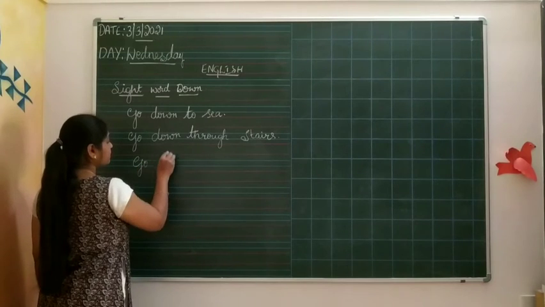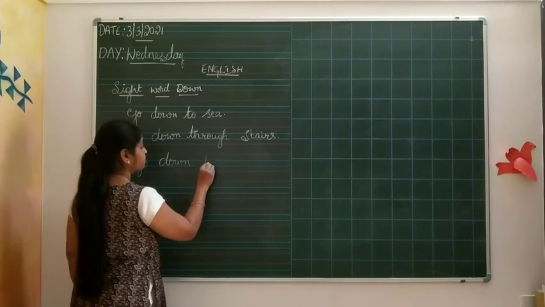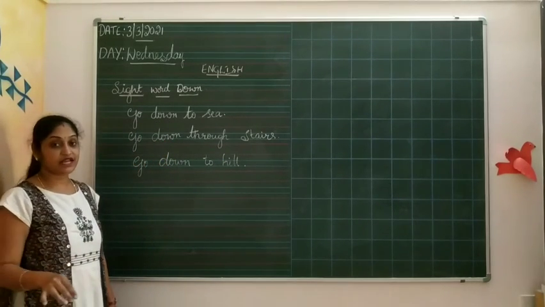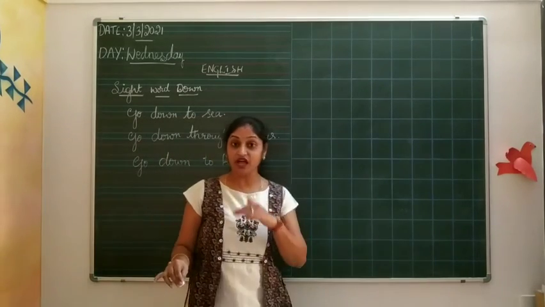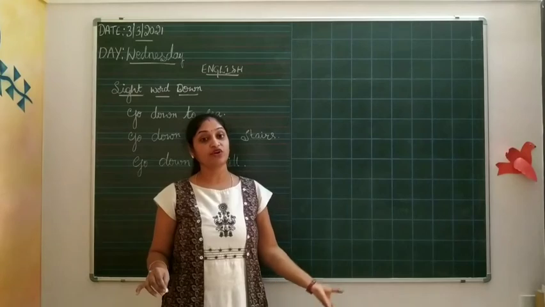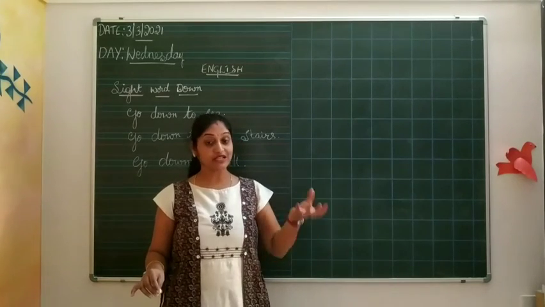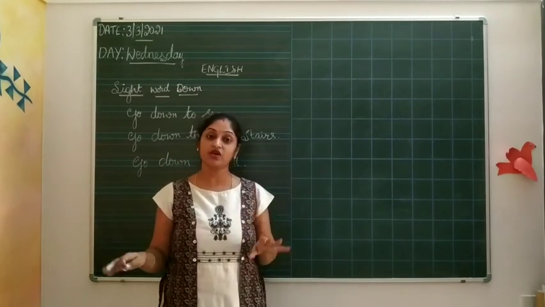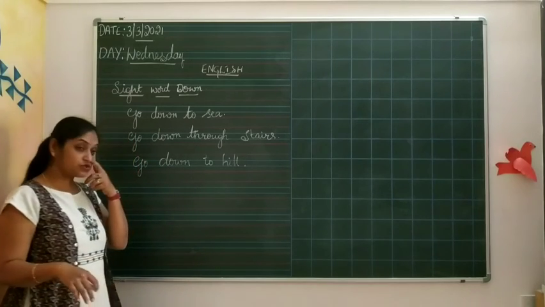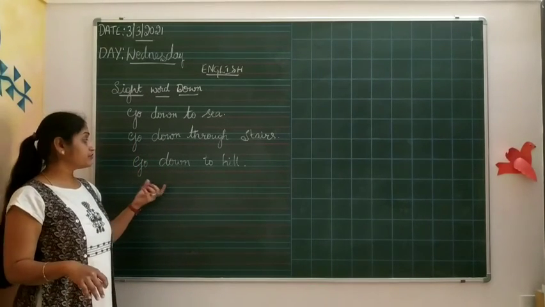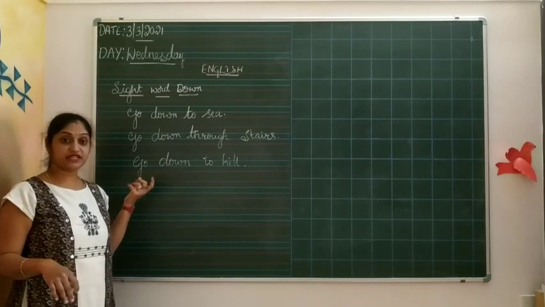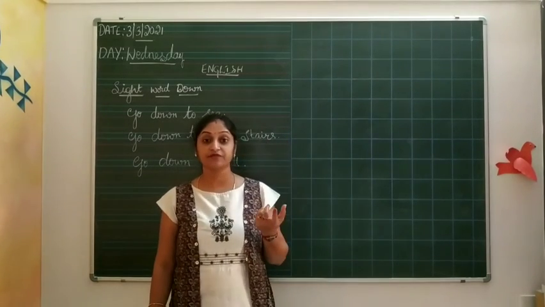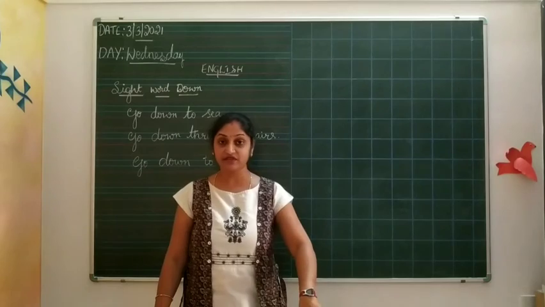Go down to hill. Okay, you all know that rhyme, no? Jack and Jill went up the hill. They went up the hill to get a pail of water. But they didn't get the water. They got a little water. While coming down, they fell down and the pail fell down and the water was all lost. So they go down the hill. Okay. If that is the poem, you know that thing. The opposite of that is go down to hill. Like this, you can make so many sentences on your own using your sight word down.